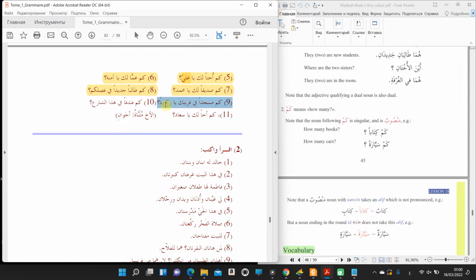كم مسجدا في قريتك يا زكريا? How many mosques in your, قرية, it's like a village. How many mosques in your village, oh Zakaria? You need to say في قريتنا مسجدان. كم فندقا في هذا الشارع? How many hotels on this street? في هذا الشارع فندقان.